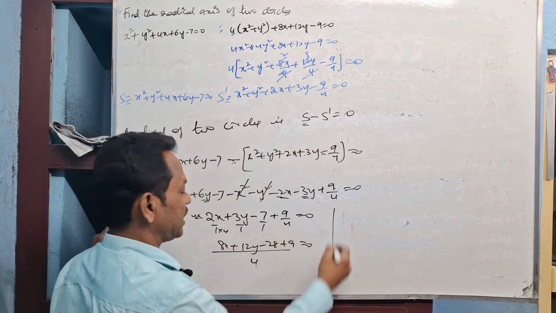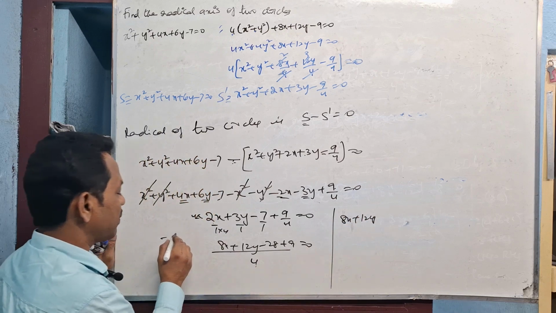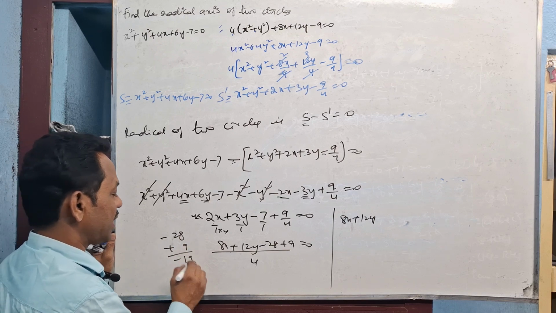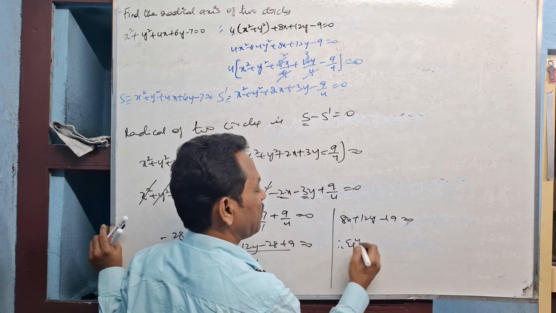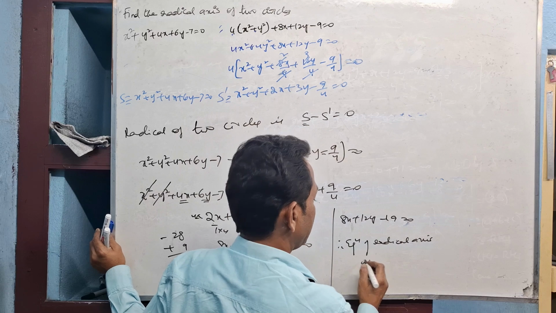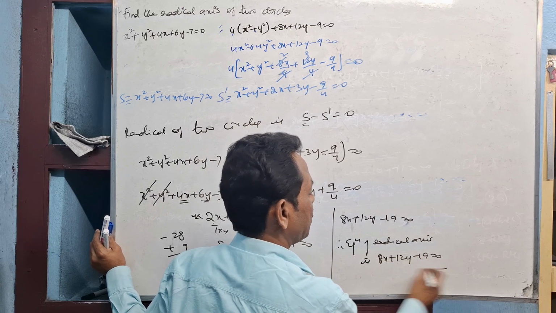The 4 is shifted that side. We get 8x plus 12y, minus 28 plus 9 is minus 19. So minus 19 equals 0. Therefore, our equation of the radical axis is 8x plus 12y minus 19 equal to 0.